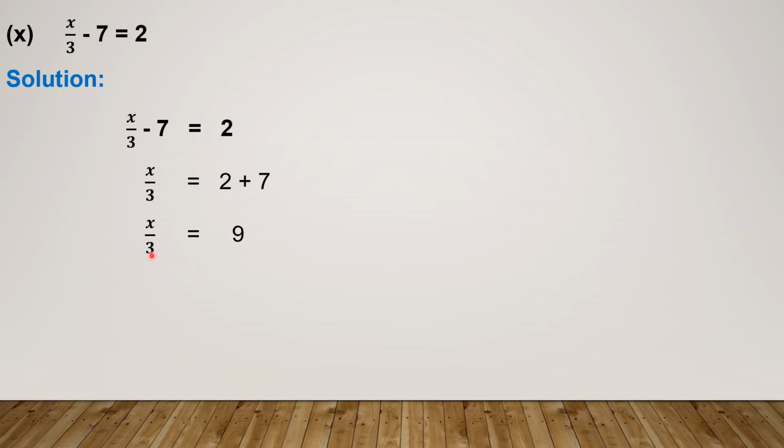Now students, 3 is divided over here. Move this 3 to the other hand side, and it will be multiplied there, so we will get x is equal to 9 multiplied by 3, and that is 27, the solution of this equation.